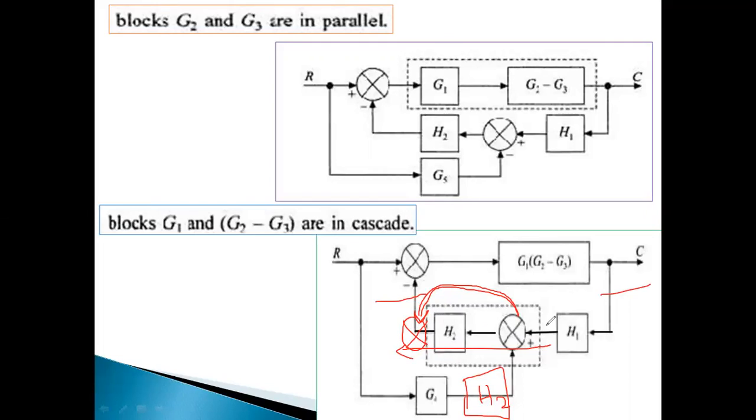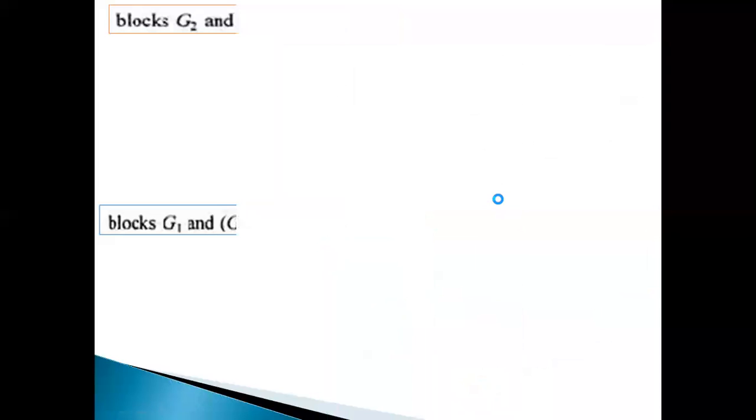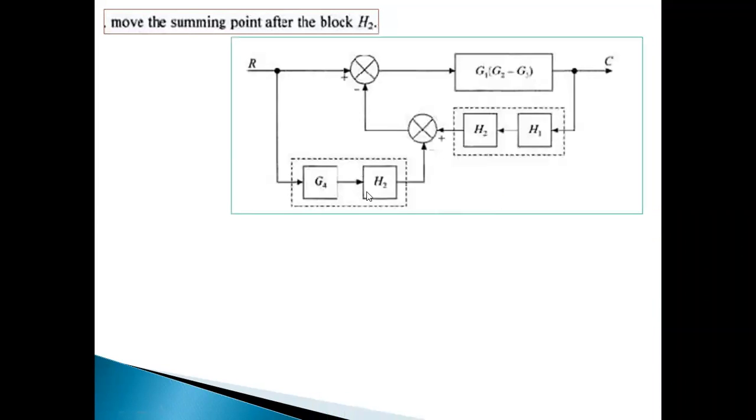If we consider this path, that is a forward path direction, it is moving in the same path direction only. That's why I have represented it like this. H2 is added. Same sign, negative sign previously, and now it is also a negative sign. So now these two can be cascaded. Redraw the figure.